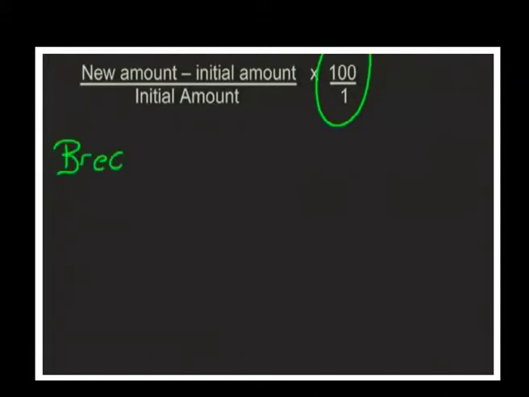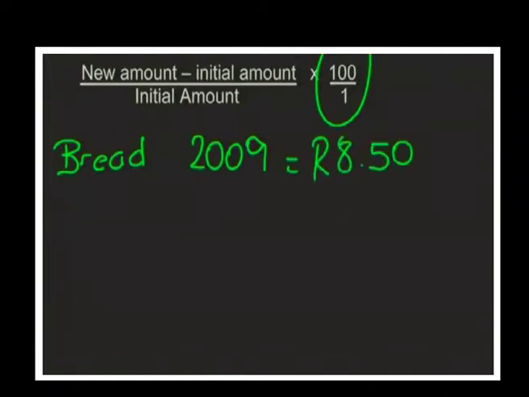If I had to look at bread, and I'm totally making up these numbers, in 2009, let's say bread cost us 8 Rand 50. In 2010, bread now costs us 9 Rand 95. What is the percentage increase?